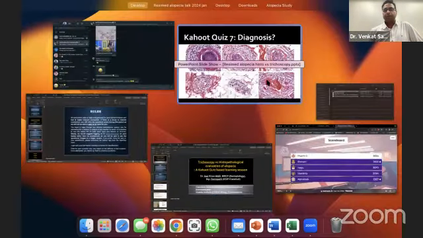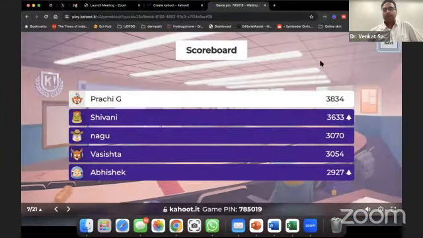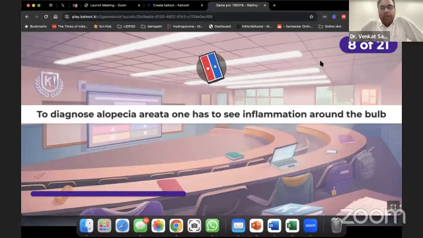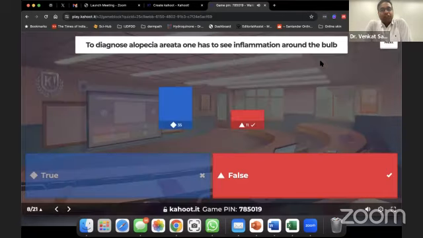Okay, so let's go to the next slide. Oh, quiz number 8. Okay, let's see. So quiz number 8 coming up now. To diagnose alopecia areata, one has to see inflammation around the bulb. The correct answer is false. I'll explain that later. One does not have to see inflammation on the bulb to diagnose alopecia areata. The question is, one has to see. No, you don't have to see it.